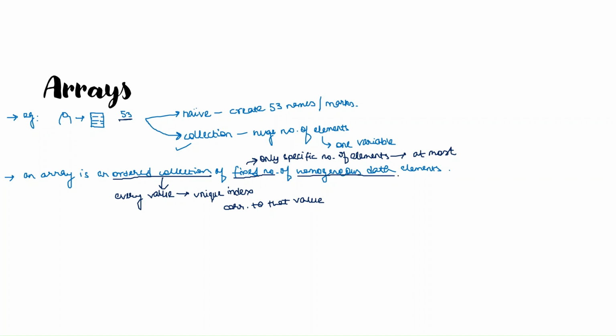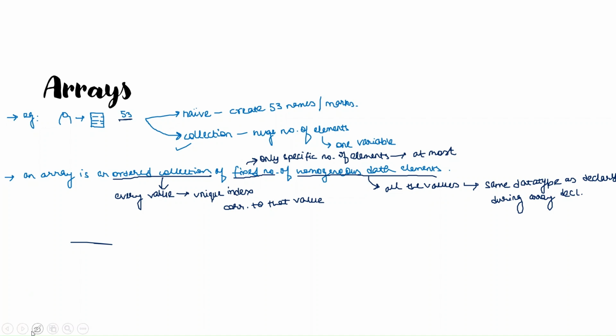Homogeneous data elements. So this is really easy to understand that all the values that you are going to store in that array should be of the same data type as declared by the programmer or as declared during the time of array declaration. So what is the structure of arrays? How internally are arrays stored in Java?